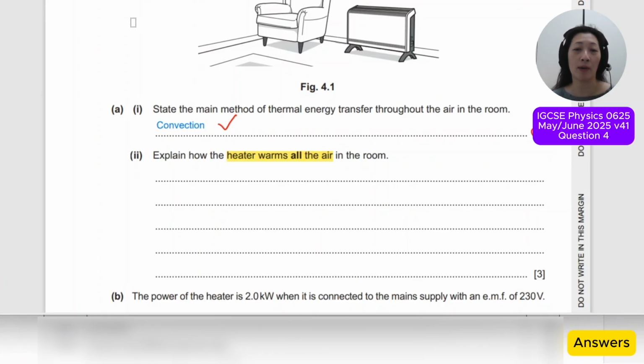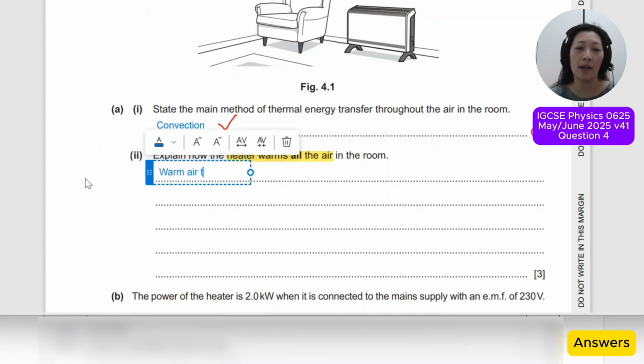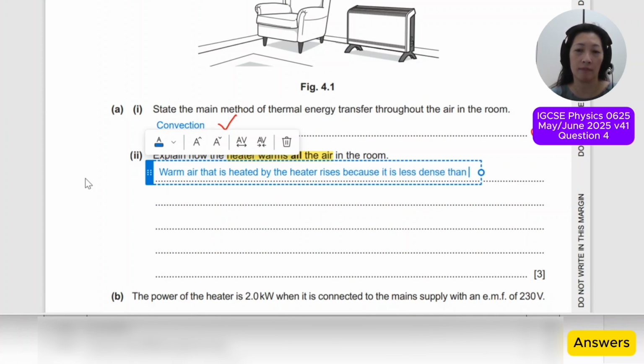So what happens is when the heater warms the air, the warm air that is heated by the heater rises. And the reason why the warm air rises is because it is less dense than cool air. So the warm air now has risen.